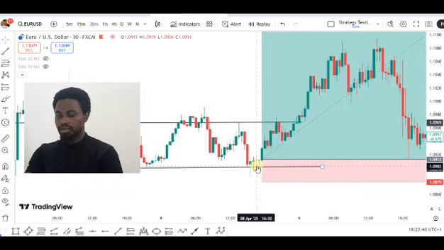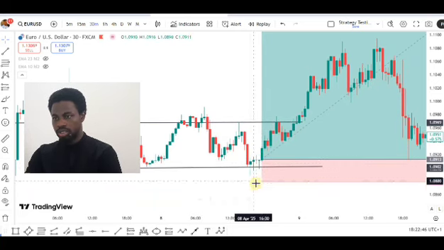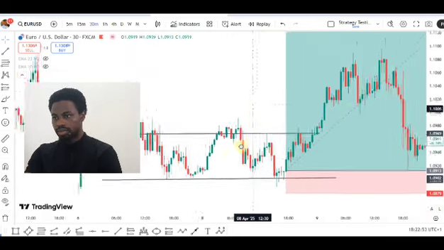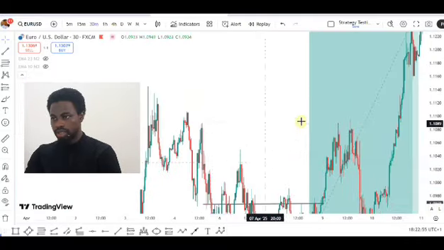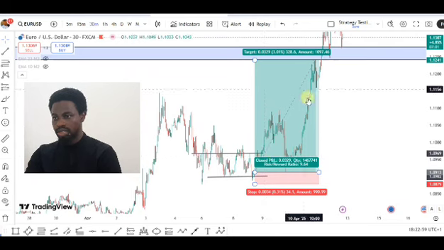I see this dragonfly doji. So immediately that candle closed, I got in this trade, and my stop loss was below this. I put my stop loss around here, and my target was all the way to that same high, to the same level here, and you can see price went out very good.